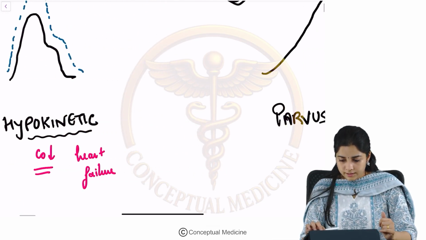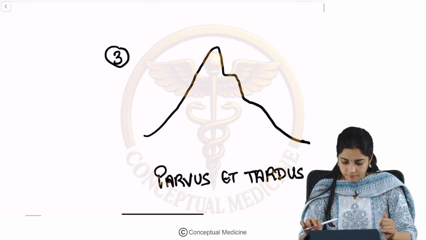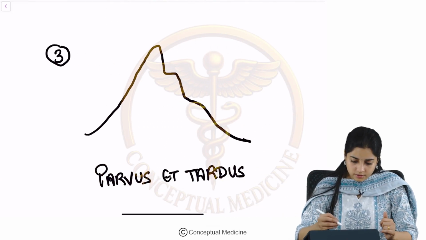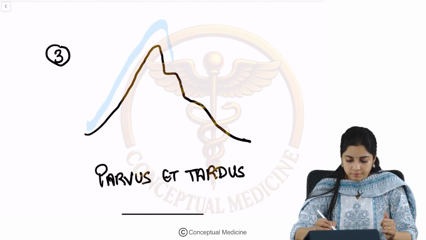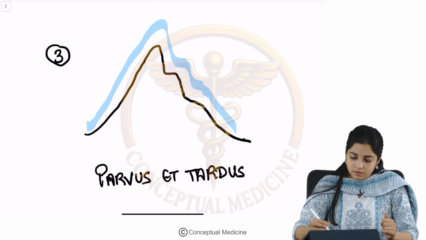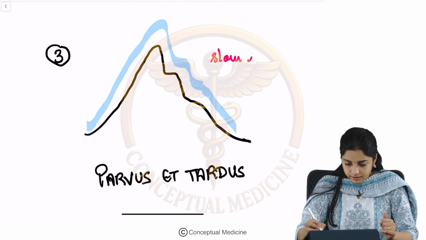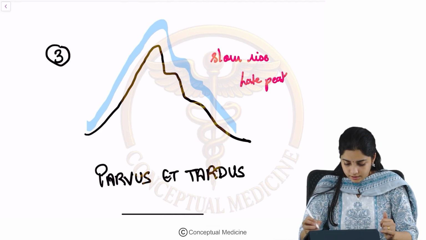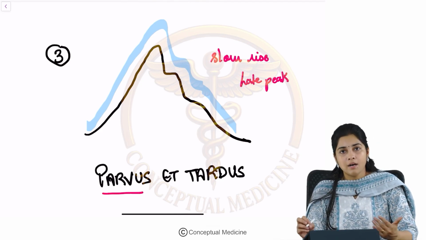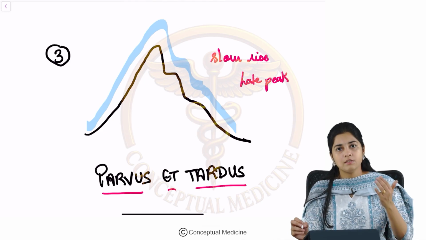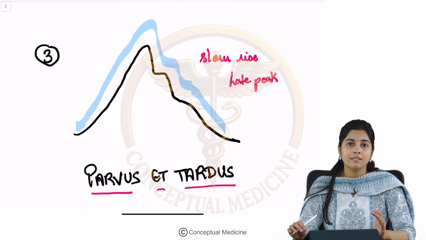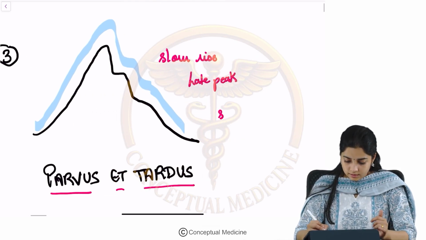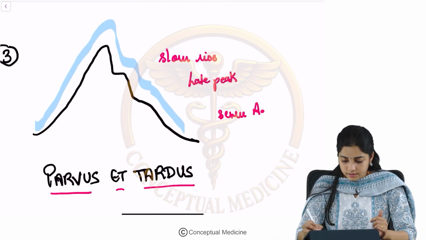Okay. Now let us move on to the next waveform. What is seen here? You are seeing a slow rise and a late peak, right? This slow rise and late peak is also called the Pulsus Parvus et Tardus, which is the slow rising and late peaking pulse. So where do you see the slow rising and late peaking pulse? You see it in severe aortic stenosis.